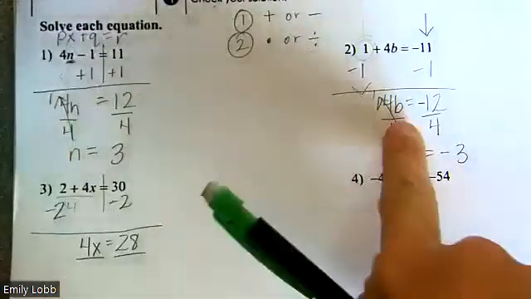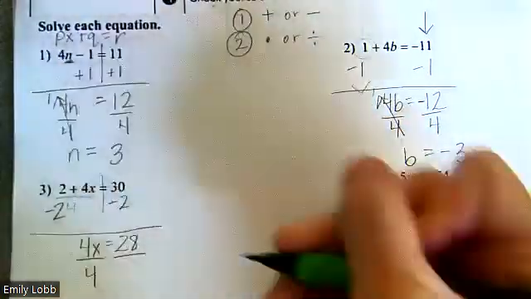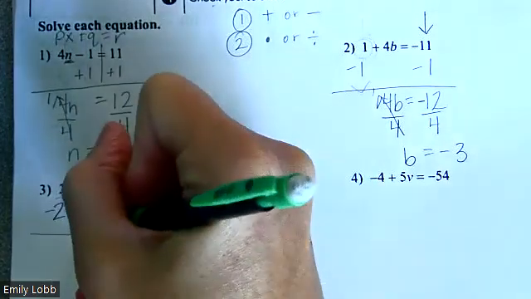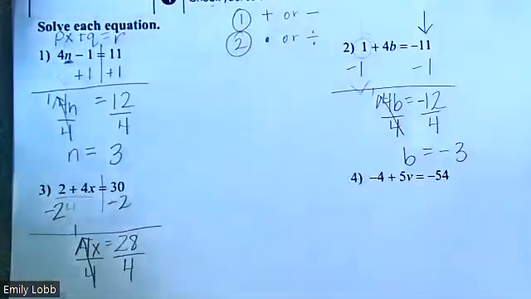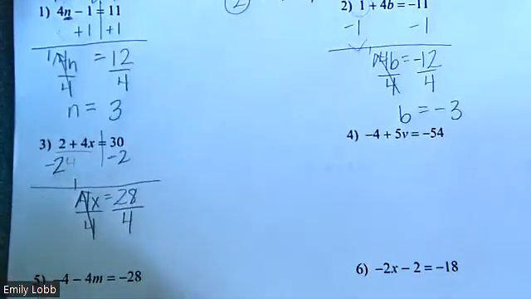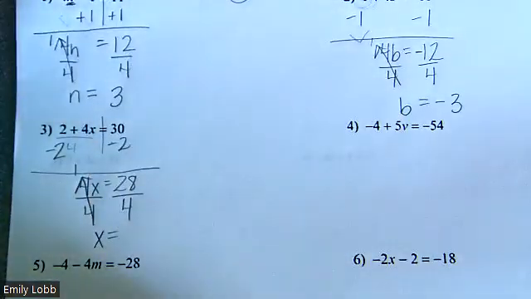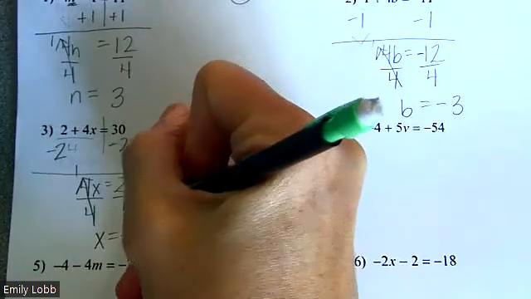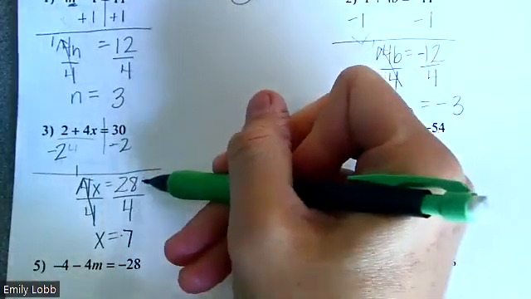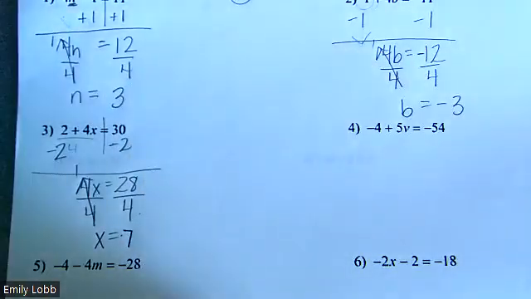This is the same second step as we've had the last two problems. To get rid of that 4 in front of my x, I have to divide both sides by 4. So 1x equals 7. Excellent. And we got that 7 because we said 28 divided by 4.